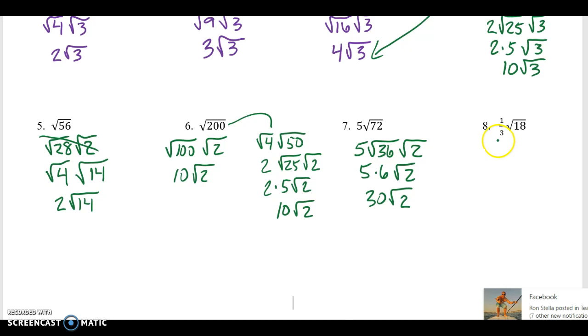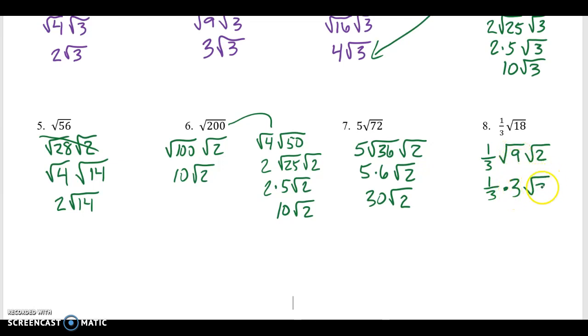All right, on this one we've got 1/3, and then the square root of 18 can be factored into 9 and 2. So this is still 1/3. Square root of 9 is 3. And the square root of 2. 1/3 of 3, or 3 divided by 3, that's what 1/3 of something is, dividing by 3, would be 1. We can write that 1 or not. And that answer is just the square root of 2. Good work.